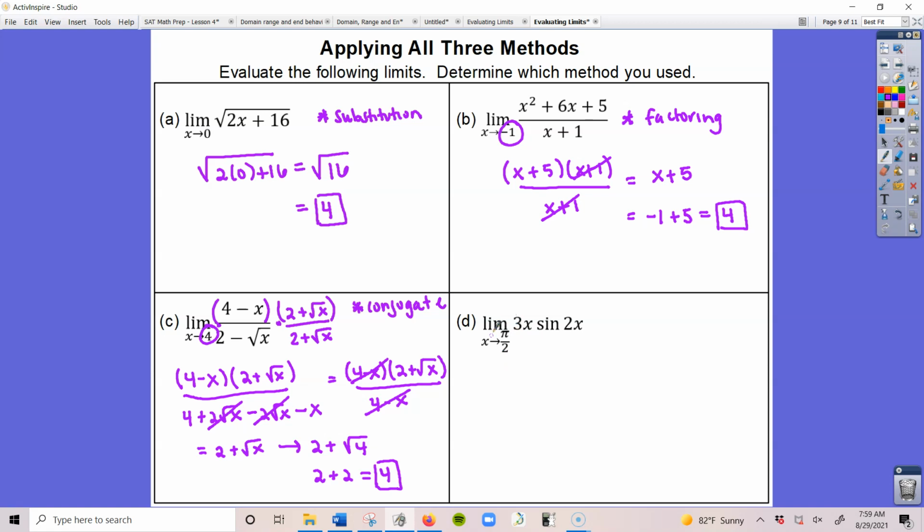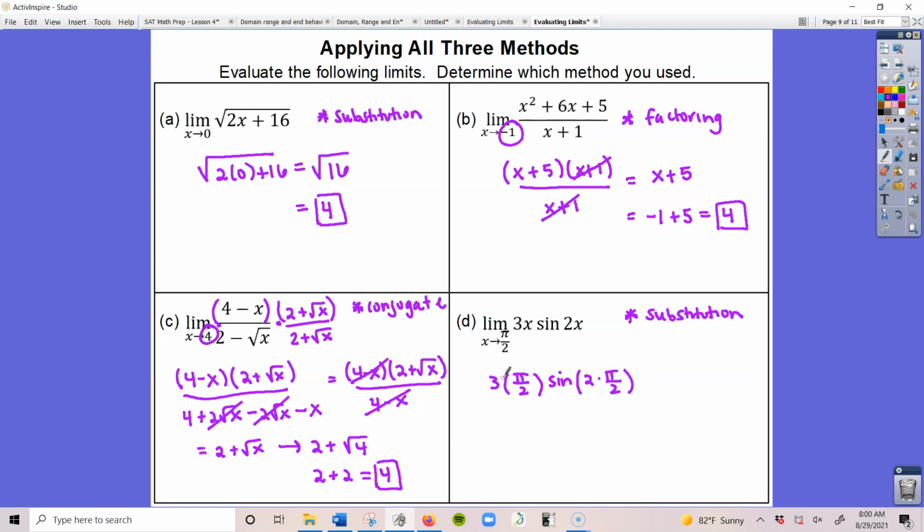Final one here, we're going to go ahead and see what happens. We have the limit as x is approaching pi over 2 of 3x times the sine of 2x. So when you have trigonometric functions, typically you're going to use the substitution method. So we're going to go ahead and plug in the pi over 2. So 3 times pi over 2 times the sine of 2 times pi over 2.